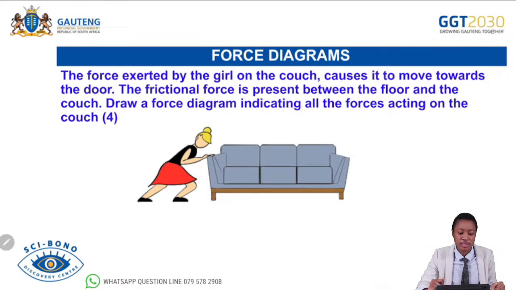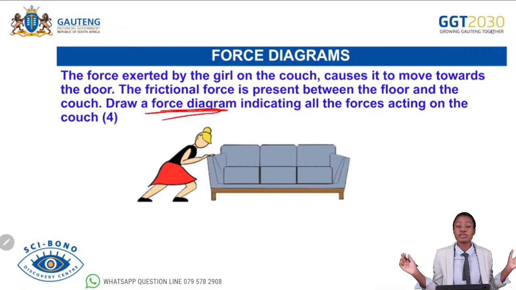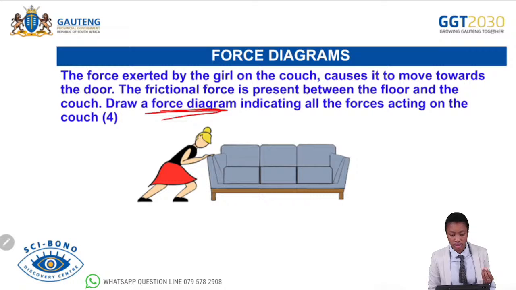So this question says, the force exerted by the girl on the couch causes it to move towards the door. The frictional force is present between the floor and the couch. Draw a force diagram indicating all the forces acting on a couch. They didn't say free body, so we're looking at the couch as a block in this instance, indicating all the forces that are acting on this couch.